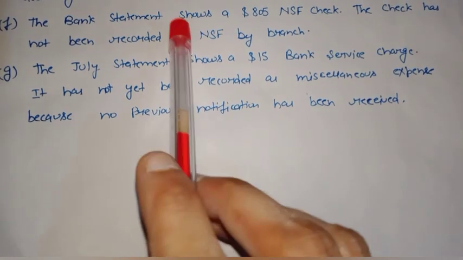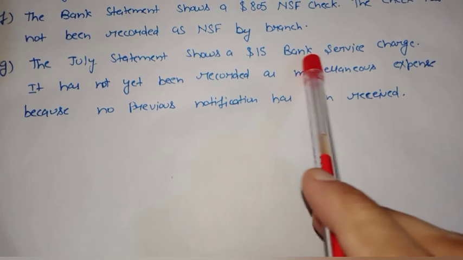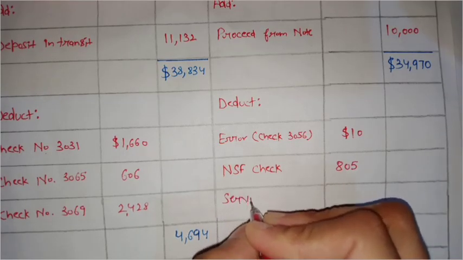Next, the bank charged $15 as a service charge. The company needs to deduct this from the cash book balance.